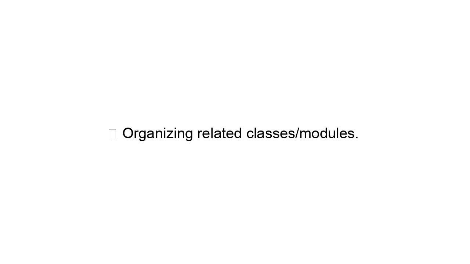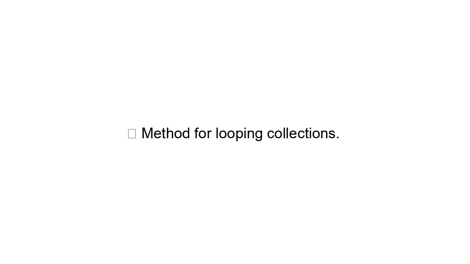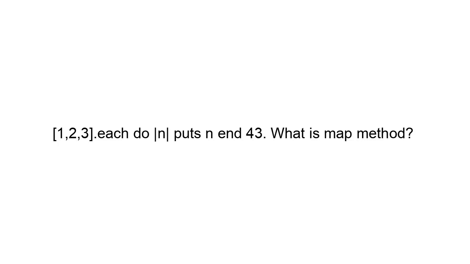40. What is a namespace in Ruby? Organizing related classes and modules. 41 to 60. Collections, blocks, and iterators. 41. What is an iterator in Ruby? Method for looping collections. 42. What is the each method? Iterates over collection. Example: [1, 2, 3].each do |n|, puts n, end.